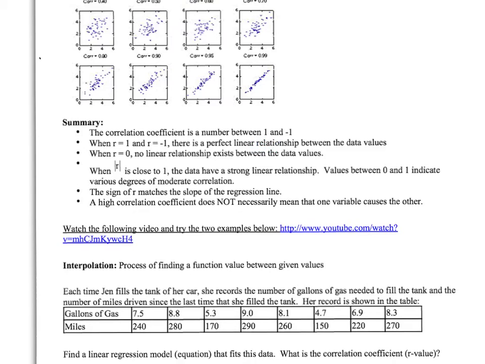And a high correlation does not mean that one variable causes the other. For example, we might see that as children get older, as they get taller, their reading level gets better. Does that mean the taller you are, the better at reading you are? No, it doesn't mean that it causes it.